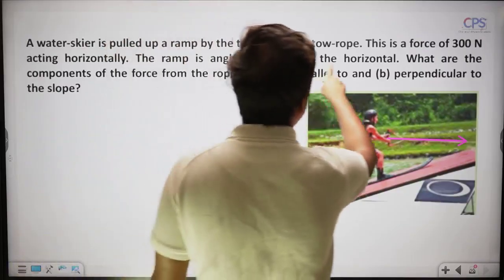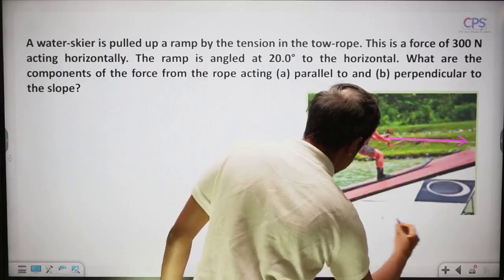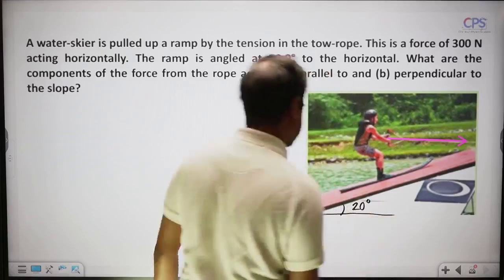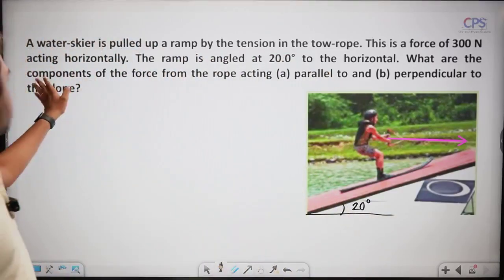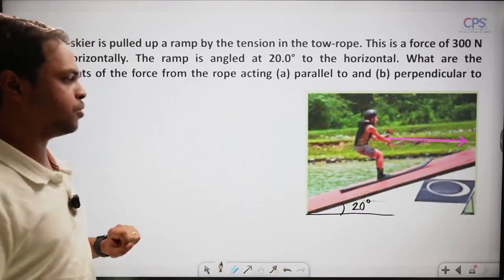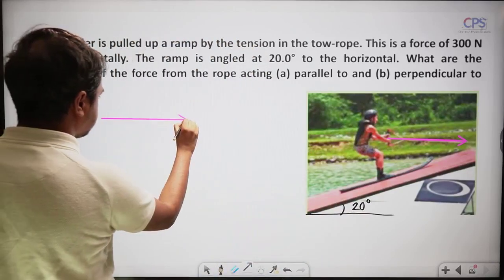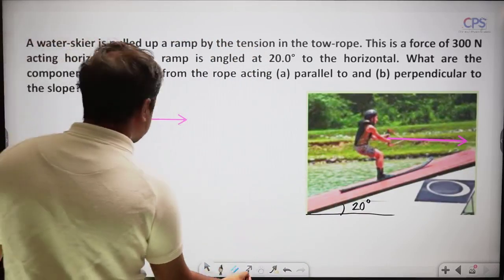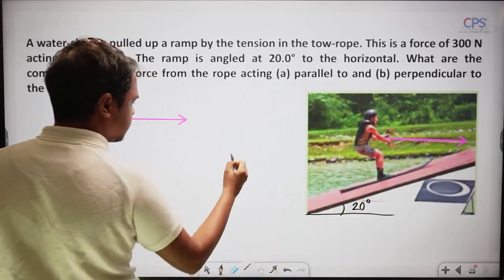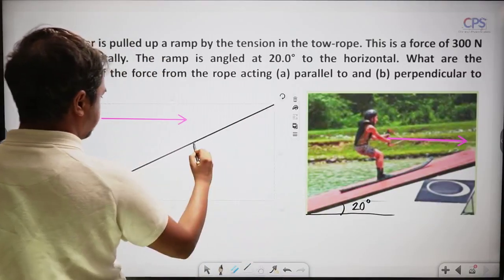The ramp is angled at a 20 degree. So the ramp here is angled at 20 degrees to the horizon. What are the components of the force from the rope acting parallel to and perpendicular to the slope? Okay? So if you draw it here for the person, so the slope is here, see the slope, this is the slope, okay.